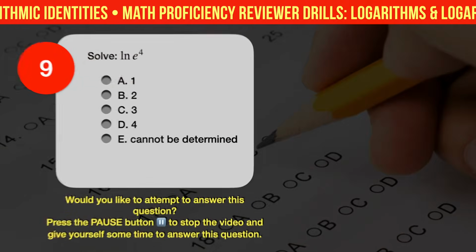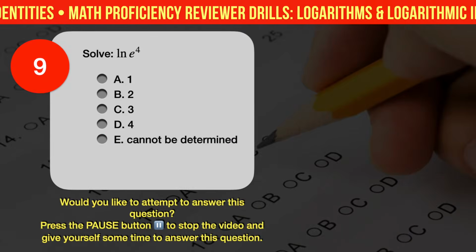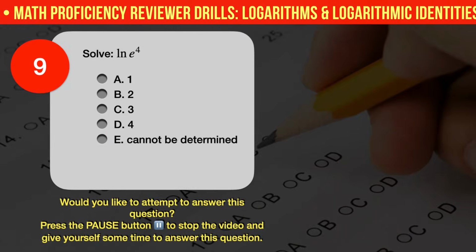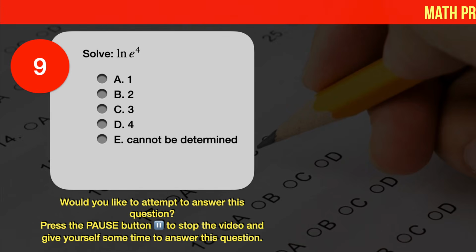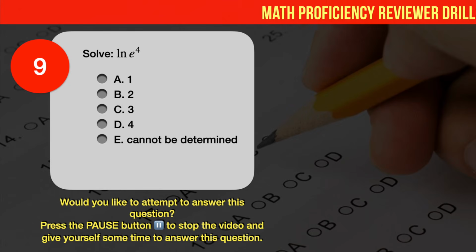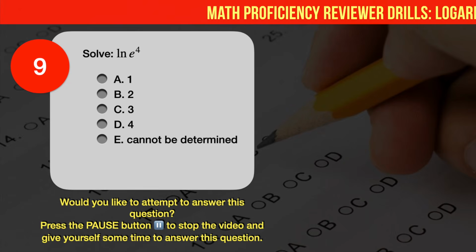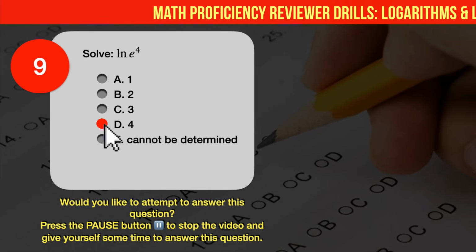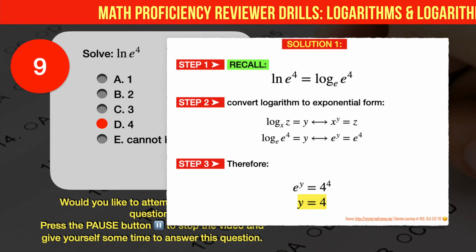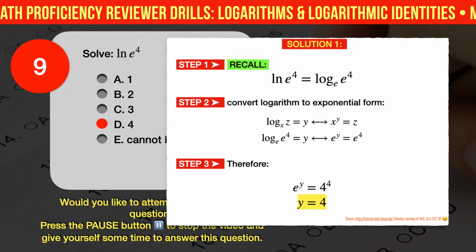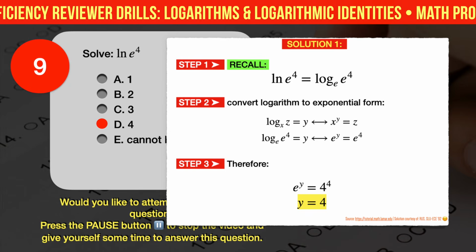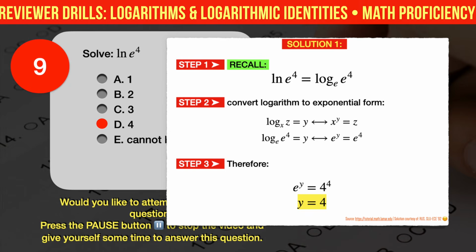Drill question number 9. Solve the natural logarithm of e raised to 4. A. 1. B. 2. C. 3. D. 4. E. cannot be determined. The correct answer is D. 4. Step 1. Recall that the base for a natural logarithm, ln, is e. Therefore, we can actually rewrite ln of e raised to 4 as logarithm base e of e raised to 4.